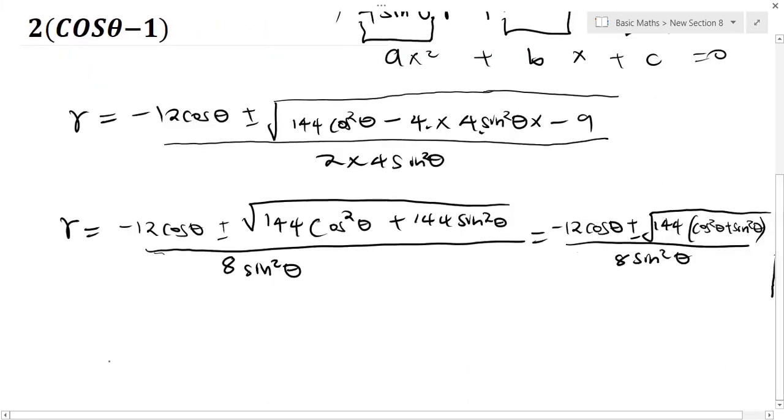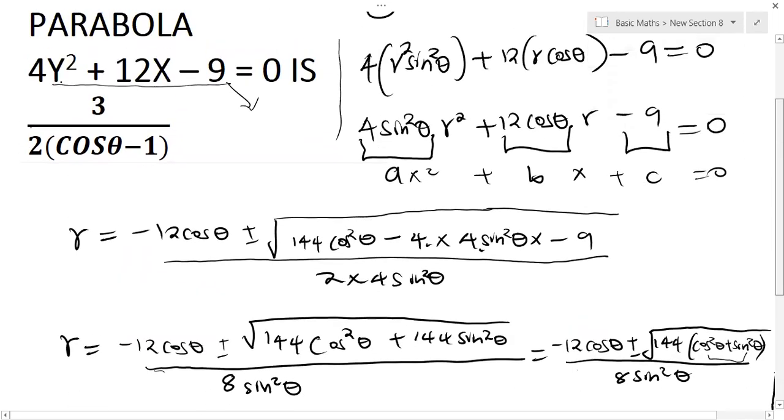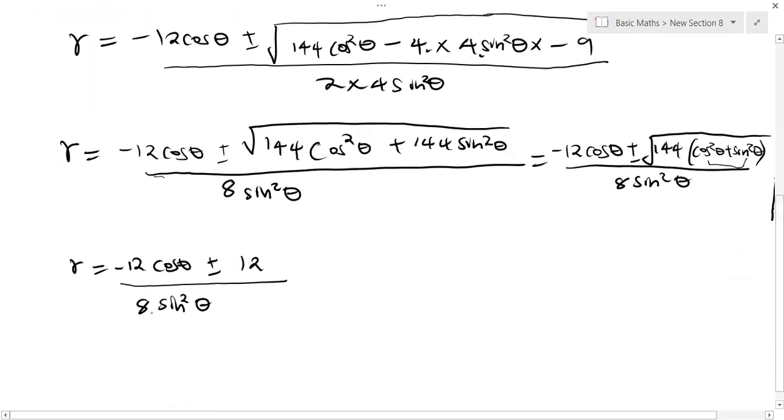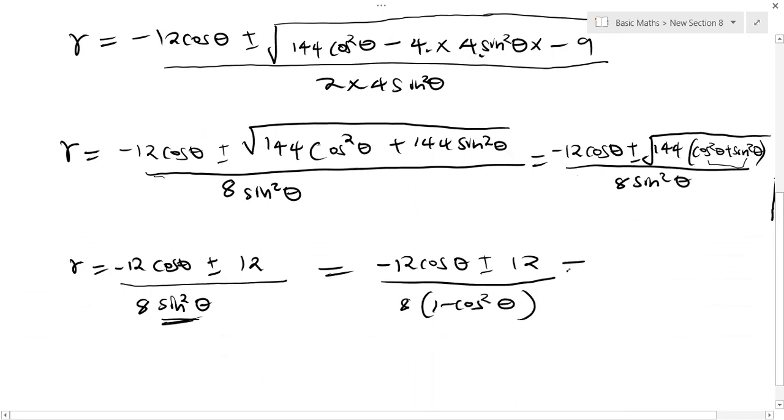So r will be equal to minus 12 cos theta plus or minus the square root of 144, which is 12, because this one will give us 1. So 12, all this divided by 8 sine squared theta. Now looking at our expression here, we have our answer in terms of cos. So we can express the denominator in terms of cos. So I can have this as minus 12 cos theta plus or minus 12, all this divided by 8 into 1 minus cos squared theta. Now this down here is a difference of two squares.